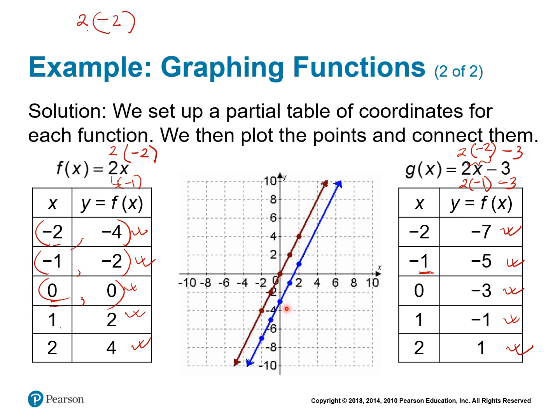So 0, -3 would be in between -2 and -4. And then we keep going with these other 2 points. All right, 1 and -1, and 2 and +1. And once we get all these points on the coordinate system, we just connect them with a straight line and extend on either side. Okay, so that's about graphing functions.